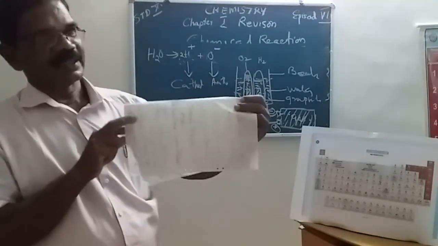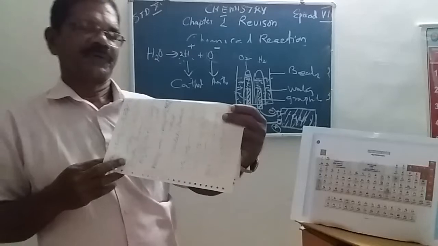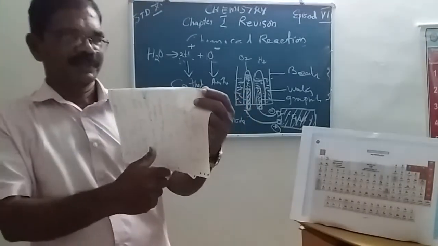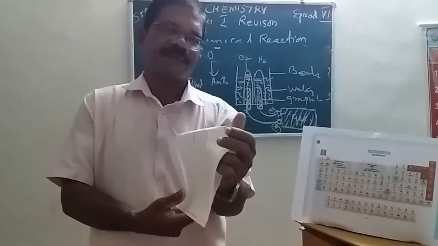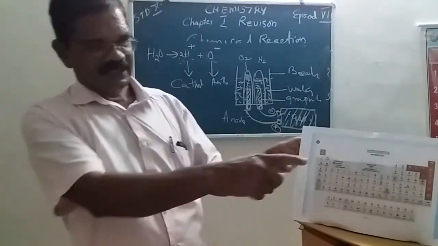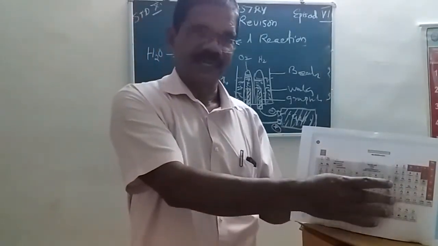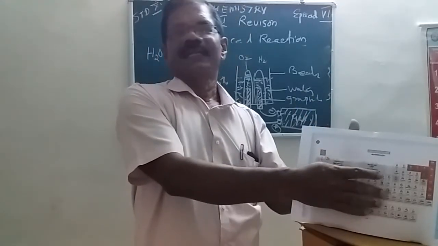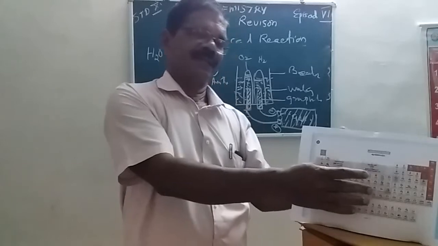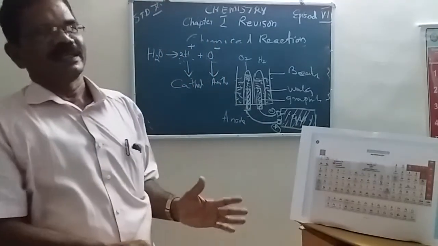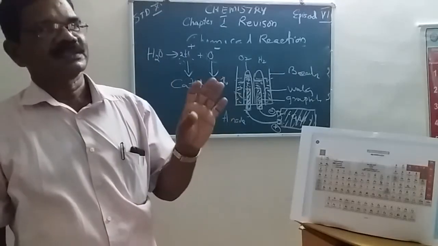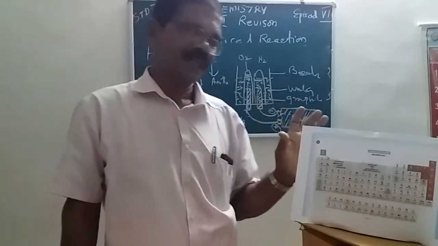Then on one side you can take a photocopy of the periodic table, or you can download it from the net. The periodic table is taken and pasted on one side. On the other side, you write the types of chemical reactions. Then whenever you have a look at the table, something you have learned is fixed in your mind and you can recall it in the examination.